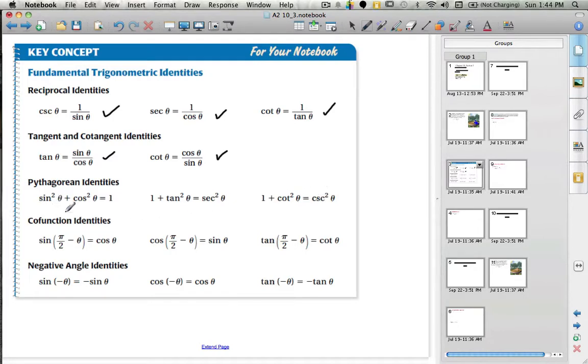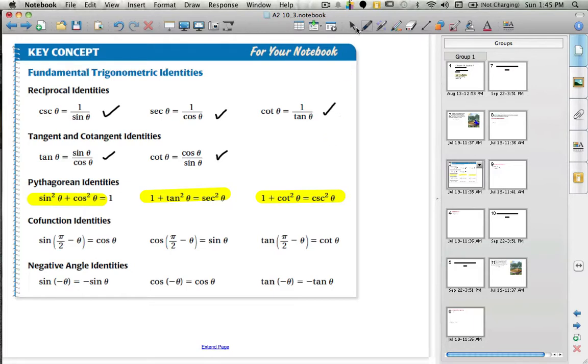So the Pythagorean identities, so they look like a squared plus b squared equals c squared: the sine squared of theta plus the cosine squared of theta is equal to 1. 1 plus tangent squared theta is equal to secant squared theta. 1 plus cotangent squared theta is equal to secant squared theta. Right? So we have these three new identities to be working with.